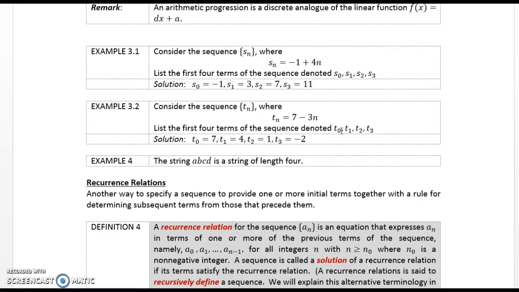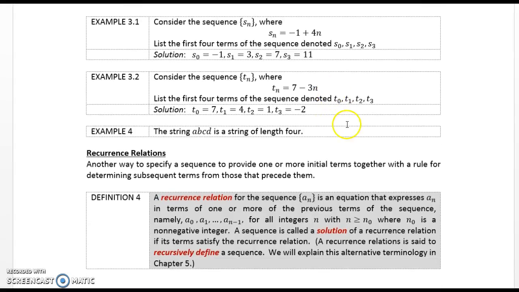Example 3.1. Consider the sequence S_n, where S_n is equal to -1 + 4n. List the first four terms of the sequence, denoted S0, S1, S2, and S3. S0 is equal to -1, S1 is equal to 3, S2 is equal to 7, and S3 is equal to 11.